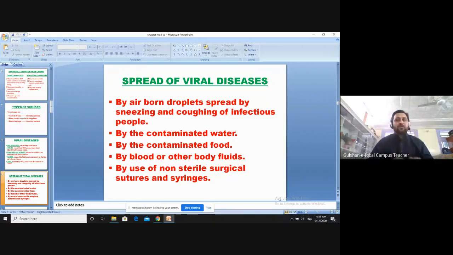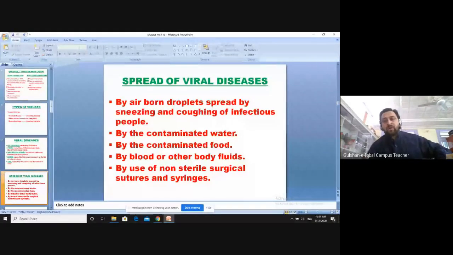For example, when you transfuse blood, if the blood has a virus, it can be transferred to your body as well. Then there is the use of non-sterile surgical instruments. For example, we use instruments for operations, and for the teeth and many other things. If they are not sterile, not clean, that can cause viruses to spread in your body. And if you are using a syringe which is not clean, which has been used before, there are chances that you can get the virus into your body.